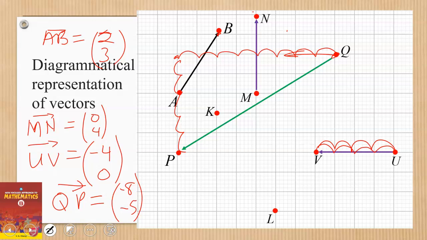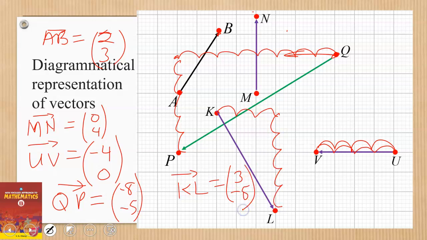Right. Now let's try the last one, which is KL. Vector KL. To start from K and move to L, we need to move on the x-axis 1, 2, 3, so that is positive 3. And then on the y-axis we move 1, 2, 3, 4, 5, and that is negative 5. So the vector KL will be 3, negative 5. Good. So that is how we represent vectors using diagrams.